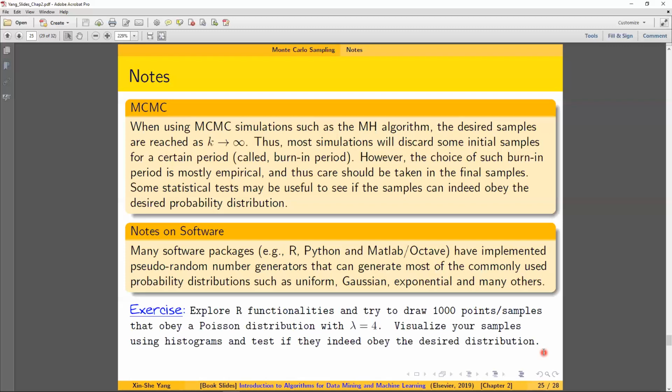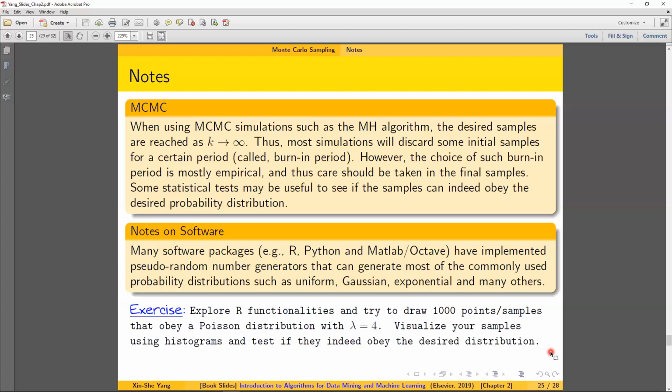Okay, so just be aware that a lot of software has actually implemented pseudo-random number generators that can generate most of the commonly used probability distributions such as uniform, Gaussian, exponential, and many others. Remember that we discussed all these distributions earlier, but how can we generate these distributions? Now we leave this as an exercise.